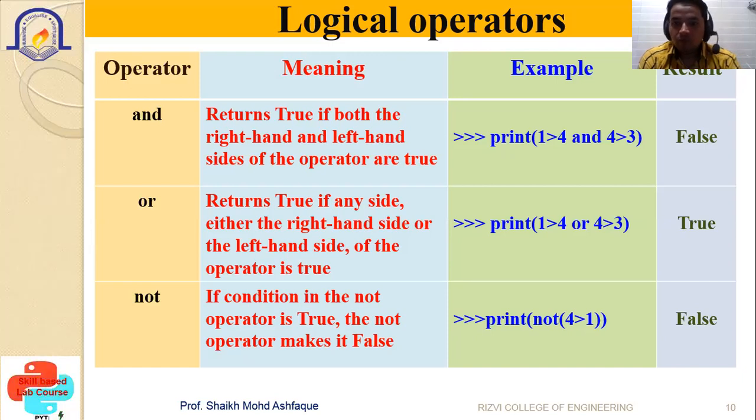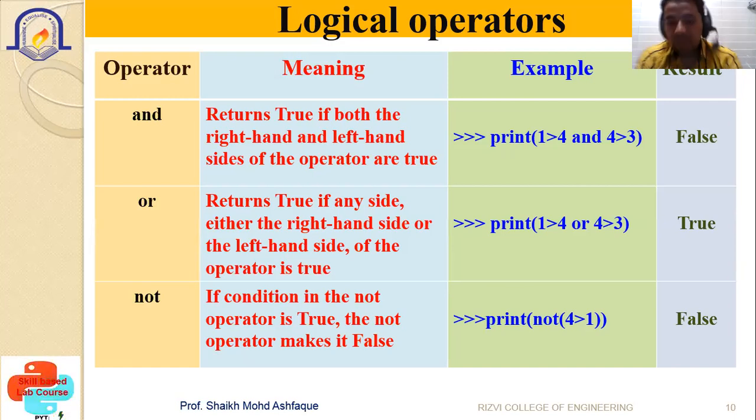But suppose there is one more expression. Once again you can use and, or, not along with that. In the first case, 1 greater than 4 and 4 greater than 3. Whenever both the conditions are true, the and operator gives the true value. If any one is false, it returns a false value. So 1 greater than 4 is false, but 4 greater than 3 is true. So false and true will return false.